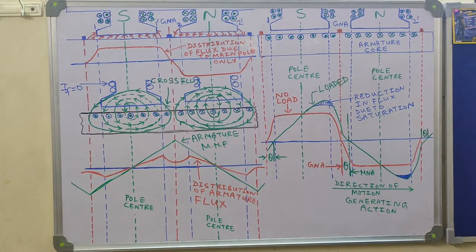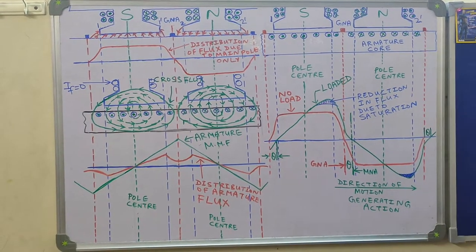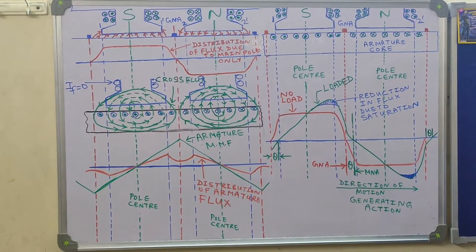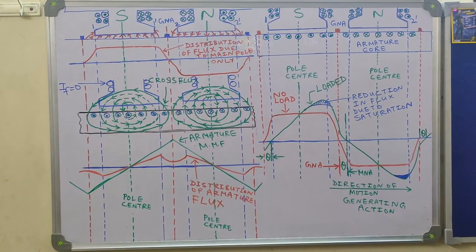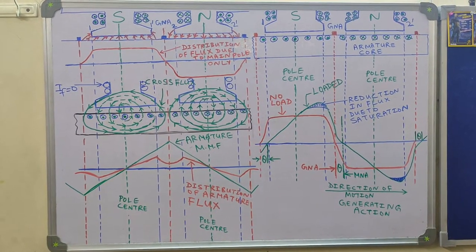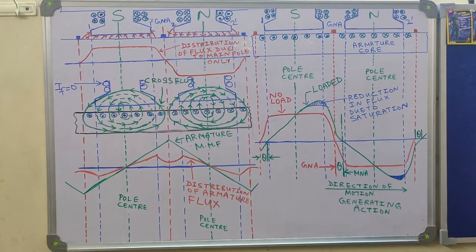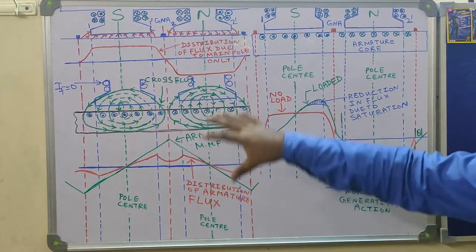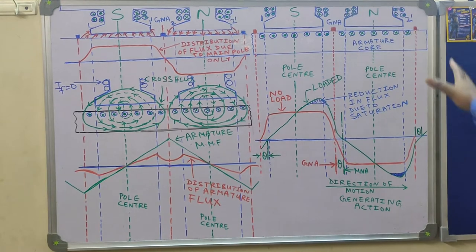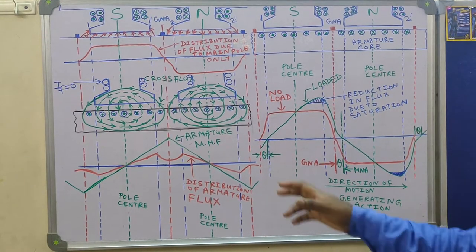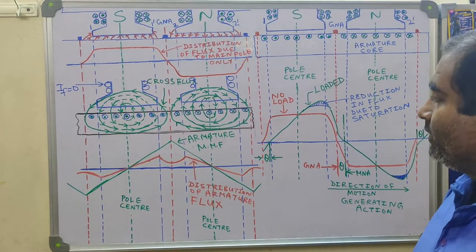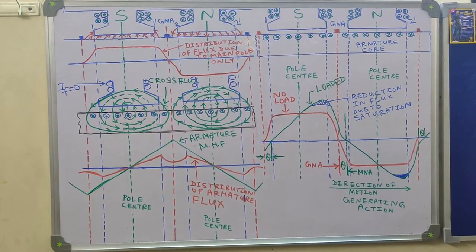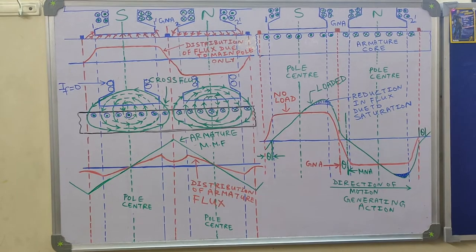Now, for analysis purposes, I have assumed the DC machine to be working as a generator. That means I have assumed the generating mode of operation. However, for the motoring mode of operation also, the things can be drawn like this, although in that case the cross and dot for the armature conductors have to be reversed if the machine is operating as a motor.